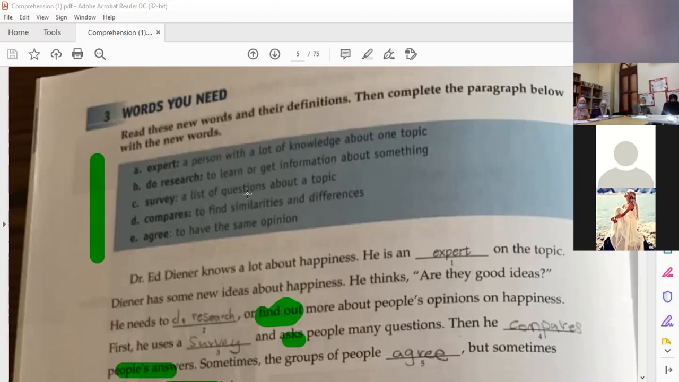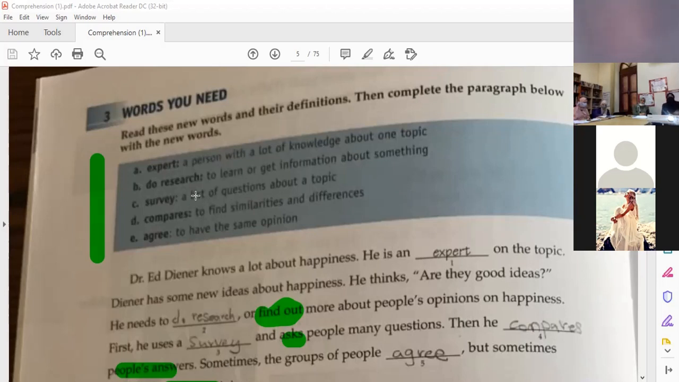Survey: a list of questions about a topic. What do we mean by survey? Survey نستخدموها في الأبحاث عادة. Whenever we want to know a thing about a large portion of people, يعني عن ناس هلبة, فنستخدم السيرفي. It is a form of questions, يعني أسئلة, arranged together to know information about a certain thing, يعني باش نعرفوا معلومات عن شيء معين.